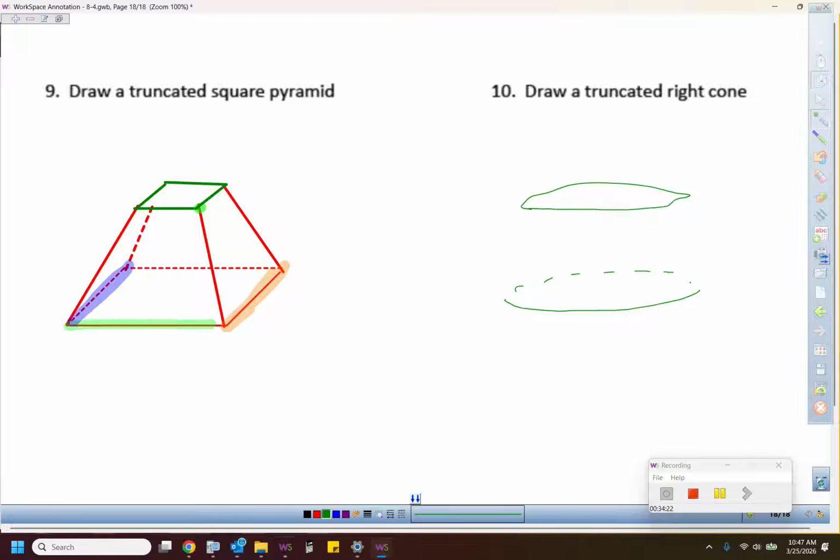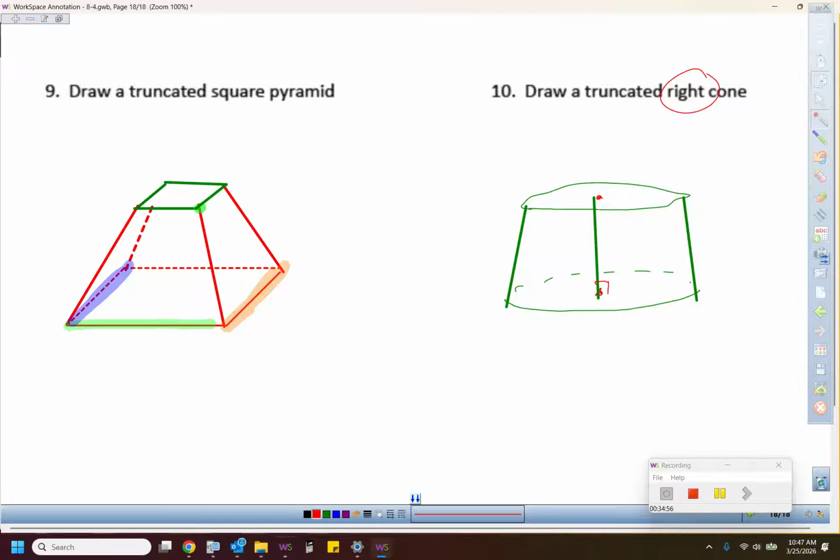Mine's all nasty, but there's no excuse to draw a truncated right cone incorrectly. So we'll put our straight edge and use these guys. Booyah. And because it said the word right in there, we'll go to the center of the bases and draw ourselves a height and put a right angle box. Those are pretty cute.